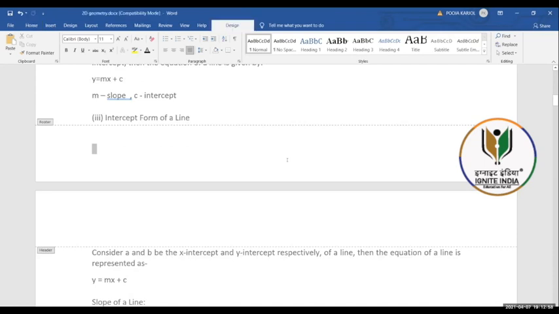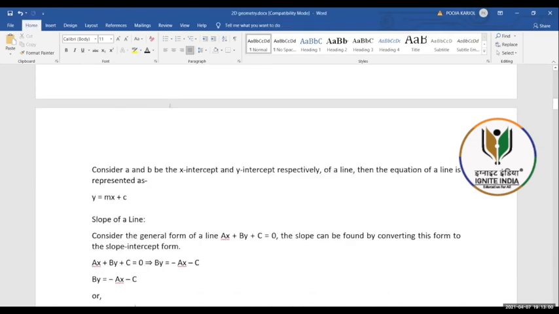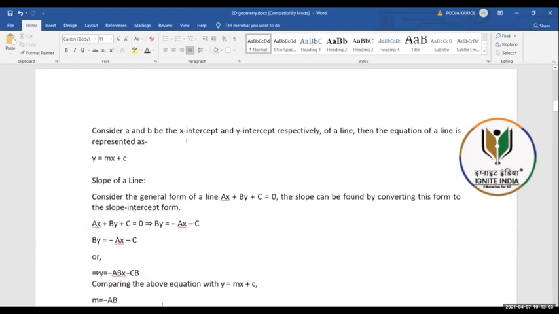Slope of a line means M, as I told before. Okay.